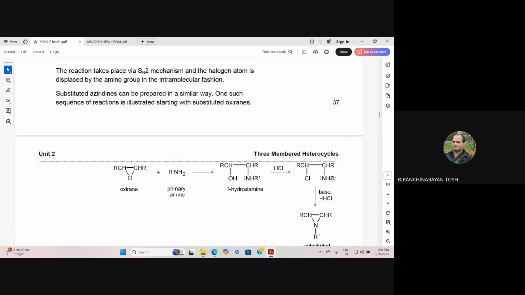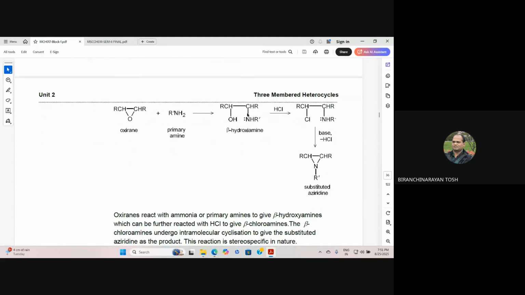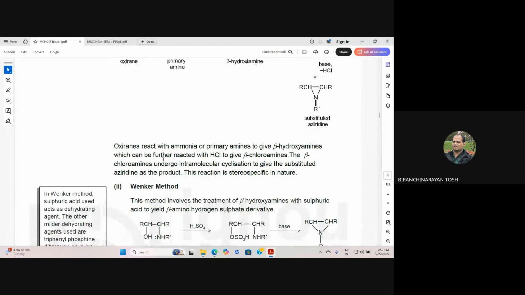So in this case we have taken only a primary amine. If you take a secondary amine, we will get a substituted aziridine. As in this case, the starting material is oxirane, to prepare the substituted haloamine, meaning a secondary amine. The secondary amine will give the substituted aziridine. So oxirane reacts with ammonia or a primary amine to give beta hydroxy amines, which can be further reacted with HCl to give chloroamine. Then that chloroamine undergoes intramolecular cyclization to give substituted aziridine.